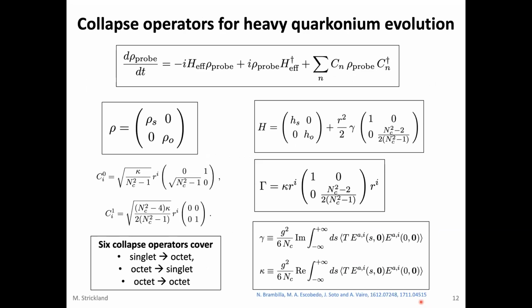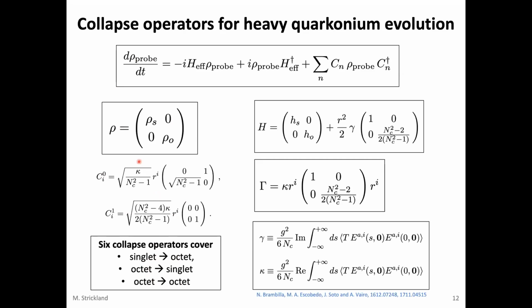In a couple of papers that came out in 2016 and 2017, Nora Brambilla, Miguel Escobedo, Jon Soda, and Antonio Vairo did the calculation in potential non-relativistic QED of these jump or collapse operators. And here they are explicitly, if you're interested. What these collapse operators do for you in practice is they allow you to transition between, in this case, different color states, between singlet and octet through gluon absorption, or emission the other way, and octet to singlet and octet transitions.